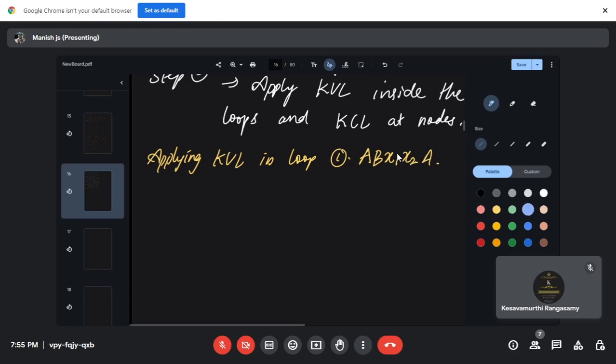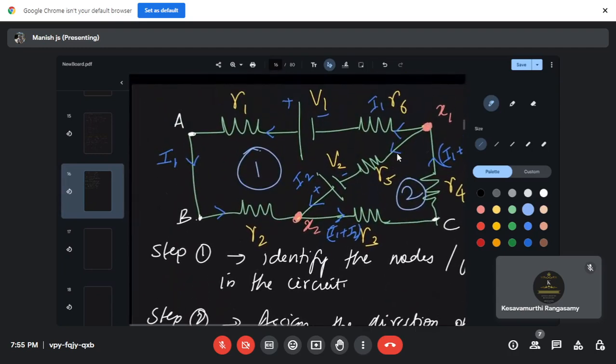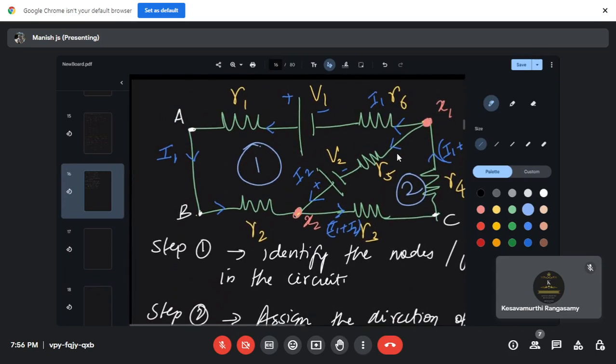For this loop, now we are going to apply Kirchhoff's voltage law. According to Kirchhoff's voltage law, because I am starting from A to B, do you find any component between A to B? Is there a resistor, capacitor, inductor, or cell or battery? Nothing is there between A and B, so we need not write anything for A and B. Now move from B to X2. Is there a component between B and X2? You can see that there is a resistor R2.